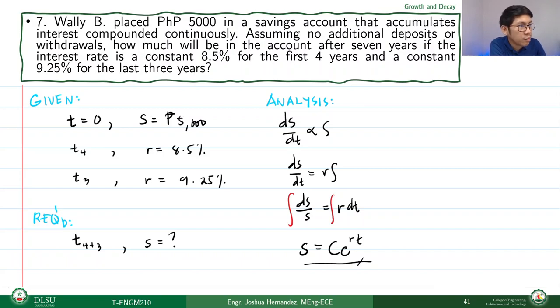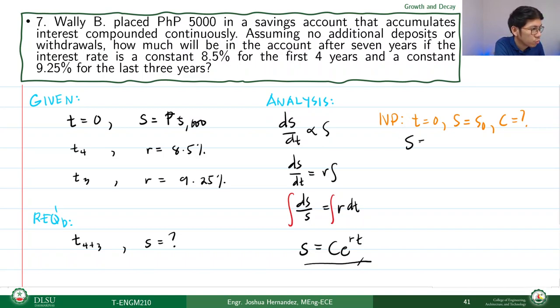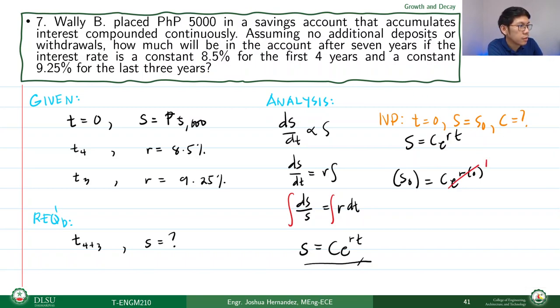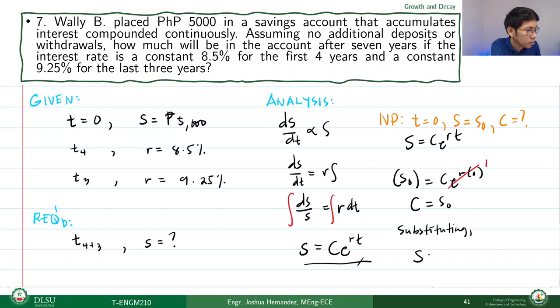Now, applying yung ating initial value condition. And that is when T is equal to 0, the amount initially is S naught. Right? And we can solve for C. From the equation S is equal to C e raised to RT, we have substituting S naught equals C e raised to R multiplied by 0. And we know that this is simply equal to 1, no? Therefore, C is equal to S naught. So substituting, we have S equals S naught e raised to RT. This is our second working equation.